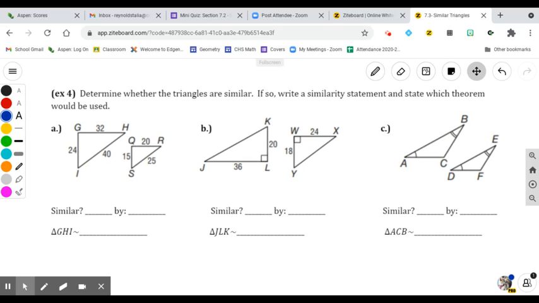So this is what the practice problems look like. You have to determine if they're similar. If so, write a similarity statement and state which theorem would be used. So let's do the first one.